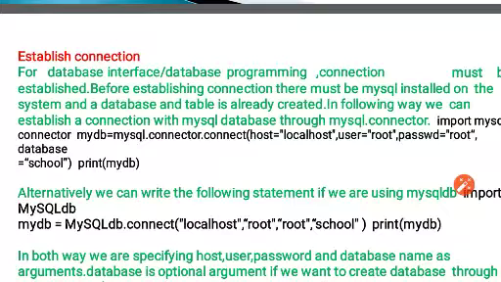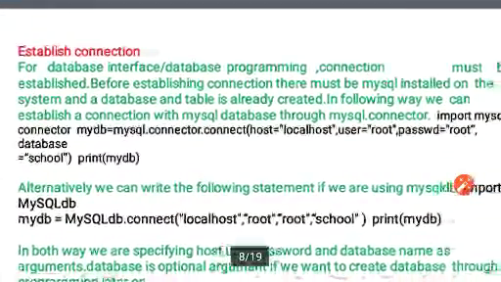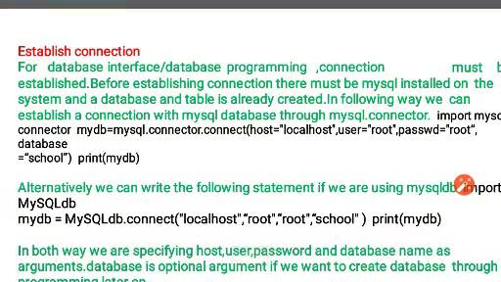The moment the connection is established, we have to write some code to execute further. So what we are going to do is write import mysql.connector, and in the next line, mydb, this is just a variable, equals mysql.connector.connect, host equal to localhost, user equal to root, password equal to root, database equal to school.